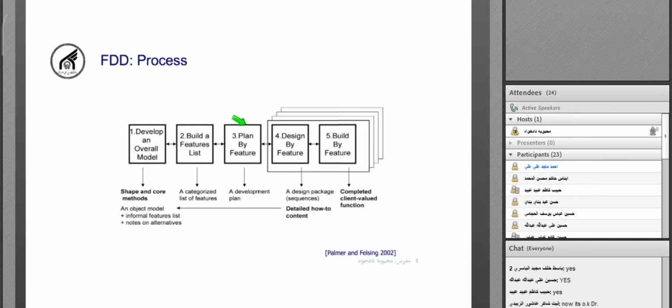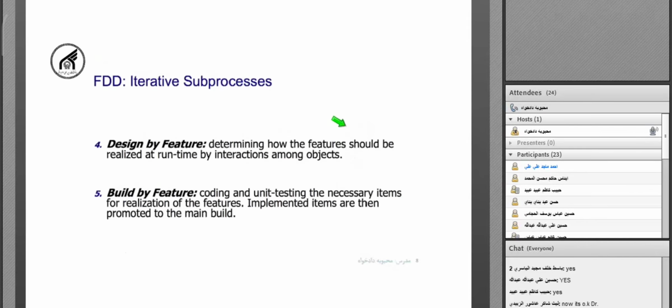Now let's talk about these two sub-processes, the iterative sub-processes, design by feature and build by feature. Let's talk about these two sub-processes. So the iterative sub-processes, the first one is design by features. We need to determine how those features should be realized at runtime. So we will use the behavioral models, and we will identify the interactions among objects. For example, we can use sequence diagrams.